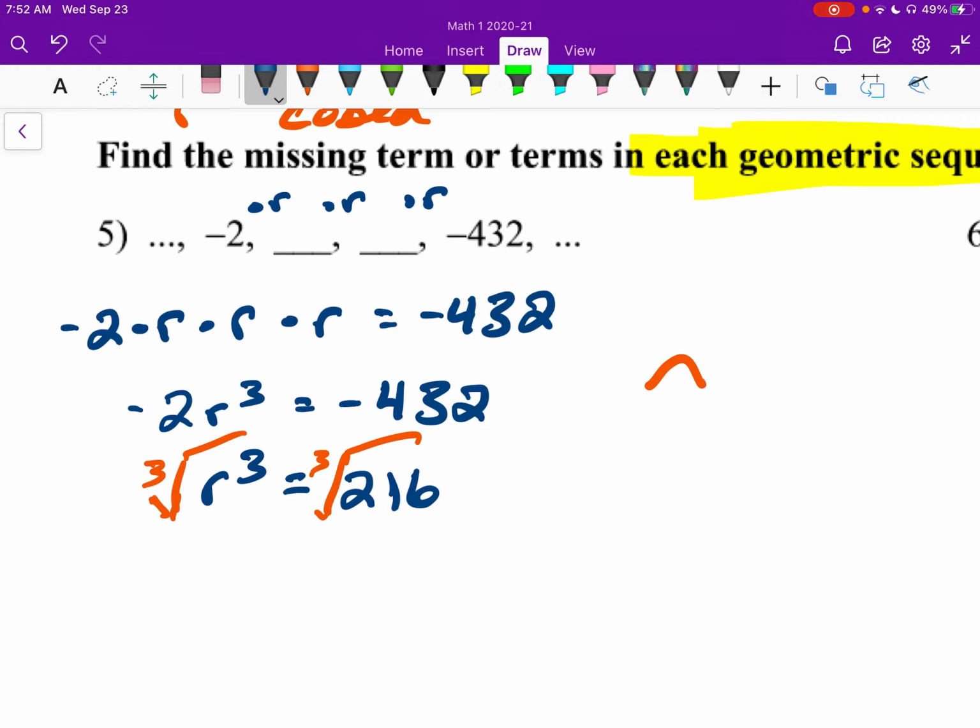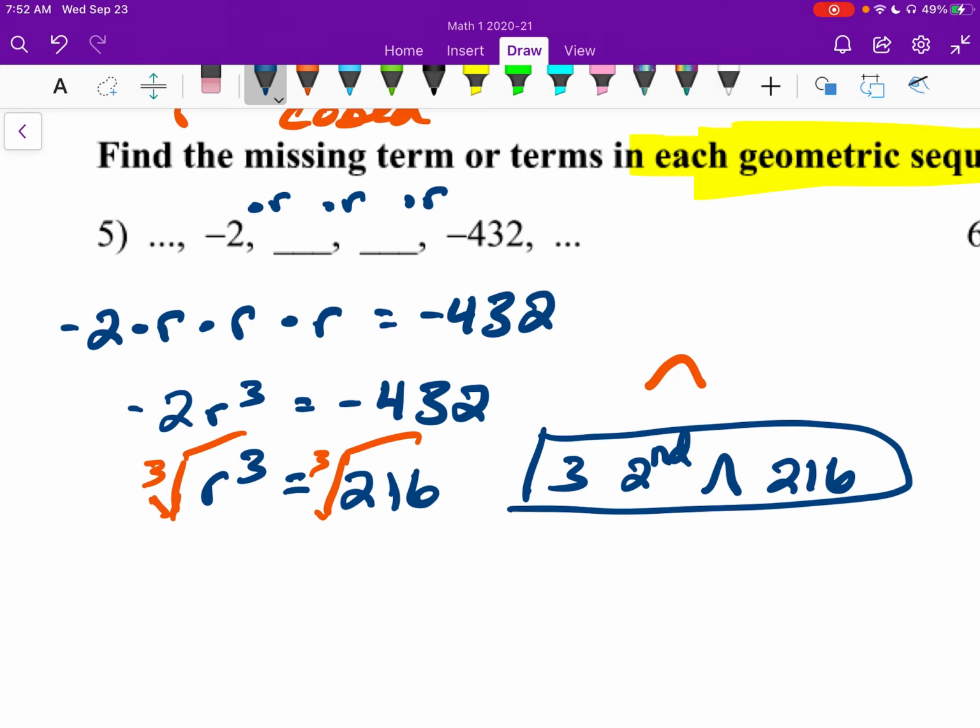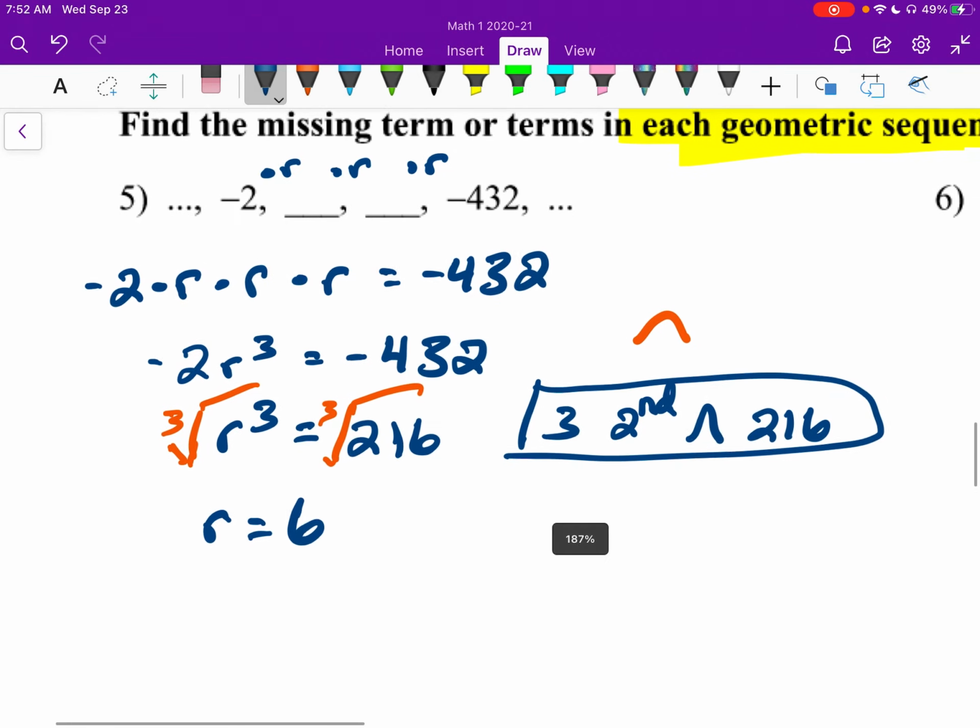So in my calculator, I press 3, second, caret, and then I type in 216. This is what I would type into my calculator to get the answer. So I have 3, second, caret, 216, and I got 6. R equals 6.